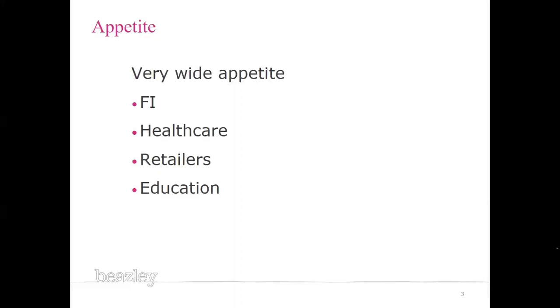Okay. Sorry about that, guys. So in terms of the appetite, here are 4 areas where often it can be considered quite difficult, but we have a very wide appetite, and even these difficult classes, such as financial institutions, healthcare, NHS trusts, retailers, whether they're online or offline retailers, or education, schools, universities. They're all tricky areas, but we have a genuine appetite for all of them.